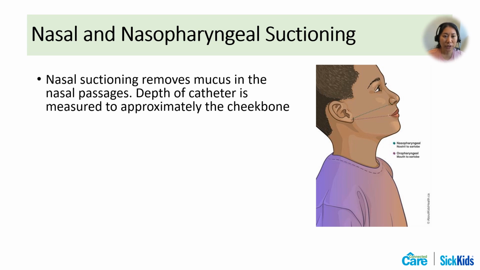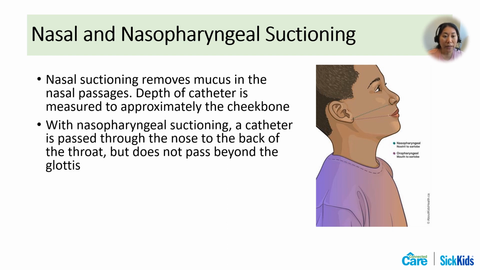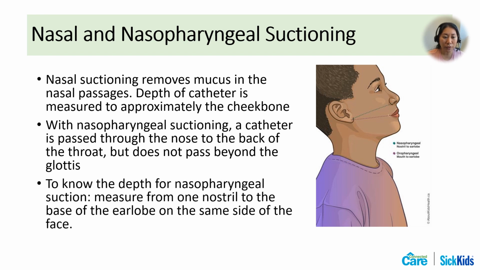Nasal suctioning is used with a tip catheter and removes mucus from nasal passages. The measurement is approximately from the nostril to the cheekbone. Nasopharyngeal suctioning passes through the nose to the back of the throat, but not beyond the glottis. It is done using a long, thin catheter, which is measured from the nostril to the earlobe. Do not perform nasal suctioning if the child had a recent nose, sinus, or throat surgery, if there's a partial upper airway obstruction, or if the child has a bleeding disorder.